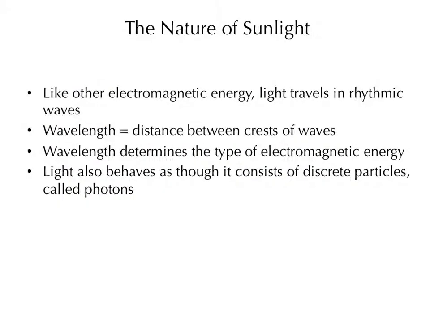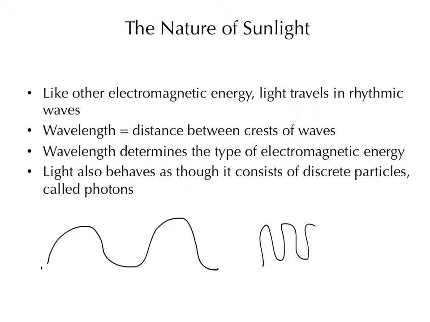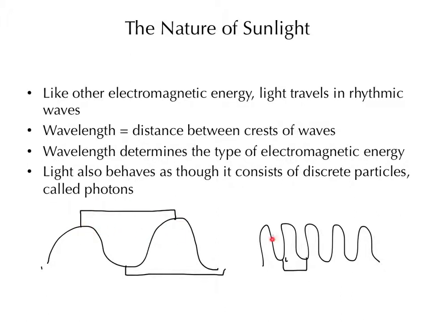Light, or solar energy, behaves in two ways. One, it behaves as a wave. So there are different sized waves, or we call them different wavelengths. So some wavelengths are long, and some wavelengths are short. And the wavelength is really the distance between two crests or two troughs. So either one of those. So this is a long wavelength on the left here. This is a shorter wavelength. The longer the wavelength, the less energy the wavelength has. The shorter the wavelength, the more energy it has.